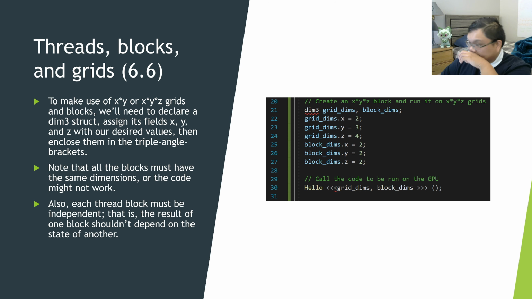At this point, it gets a little bit wild, but I'm not going to have you program anything like this. The closest thing to that is just that, but we're only going to be using the x values here. Note that, in case you are going to be doing this, all the blocks must have the same dimensions, or the code might not work. Also, each thread block must be independent. The result of one block should not depend on the state of another block.